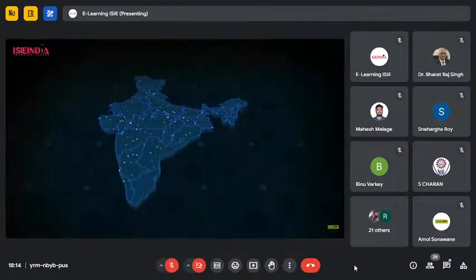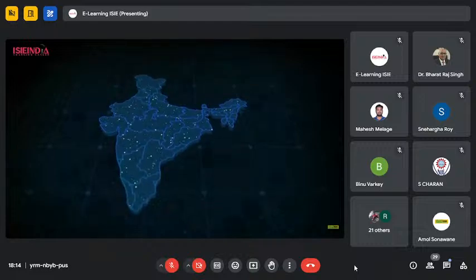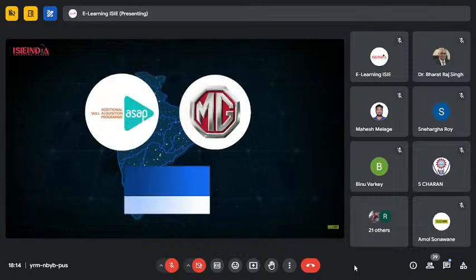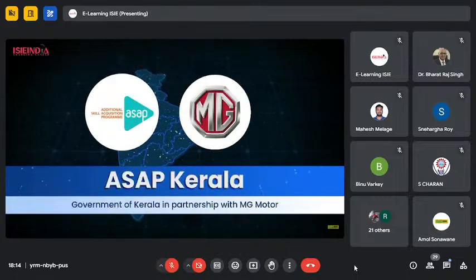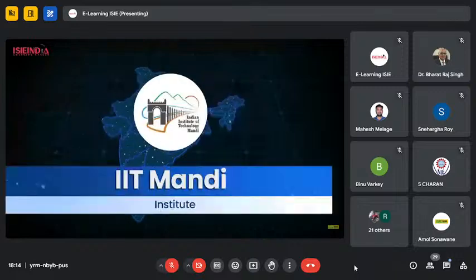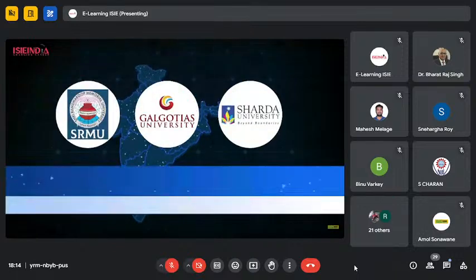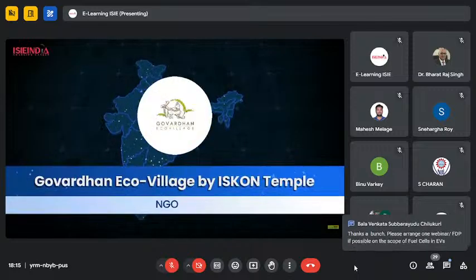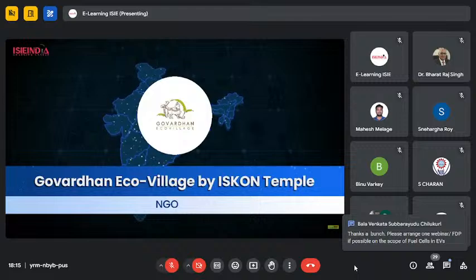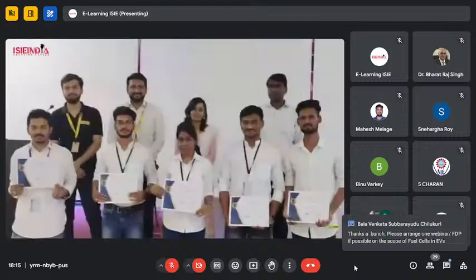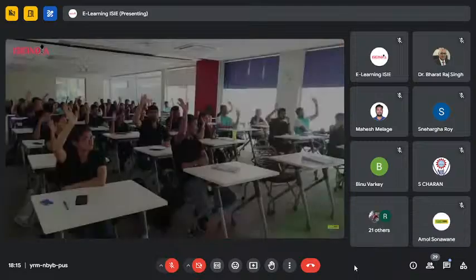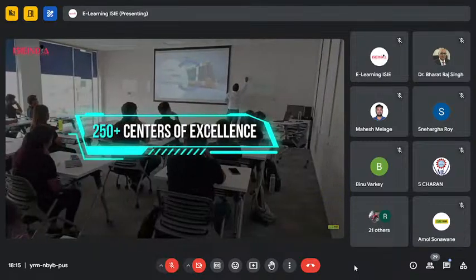We have established several labs across strategic locations with all kinds of stakeholders like industry, Hero Motocorp, with Government of Kerala in partnership with MG Motors at 2 locations, IIT Mandi, private universities like SRMU, Calcutta University, Sharda University, an NGO with Govardhan Eco Village by ISKCON Temple, and various top universities and institutes across India. Our commitment to excellence is unwavering, and by 2025, we aim to establish over 250 Centers of Excellence worldwide.